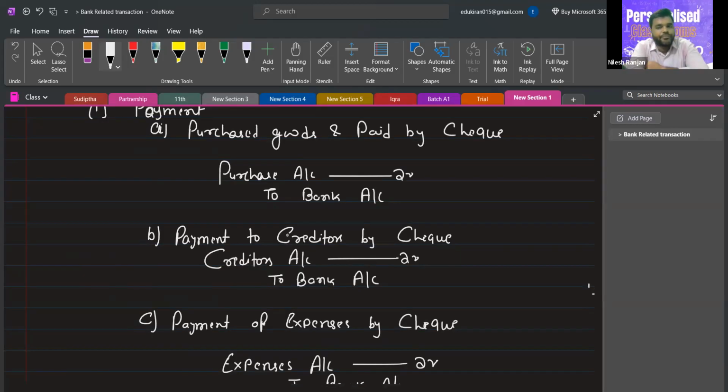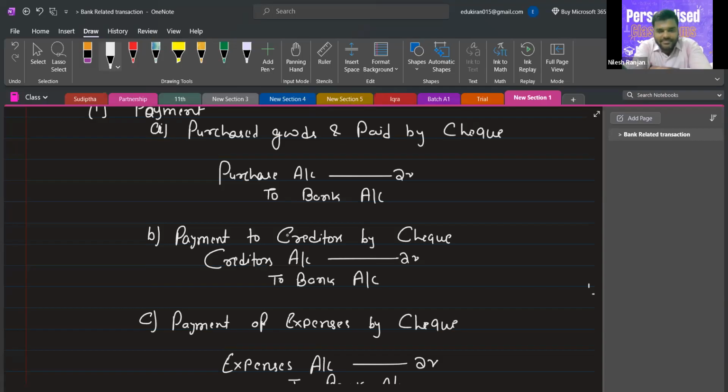Okay, sir. But how will we know whether the question is relating to payment or to receipt? Okay. So the question will tell you that you purchased goods from someone. So will you pay the money or receive the money from that person? I will pay the money. Yes. So this is how you understand whether it is payment or receipt.